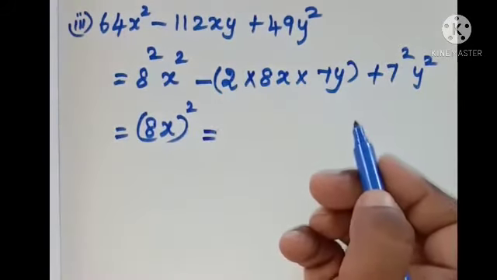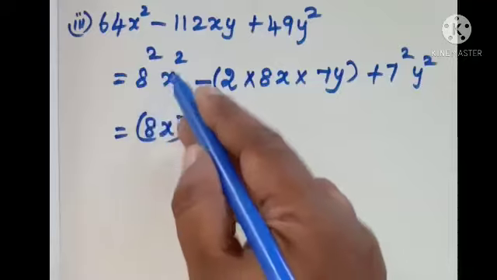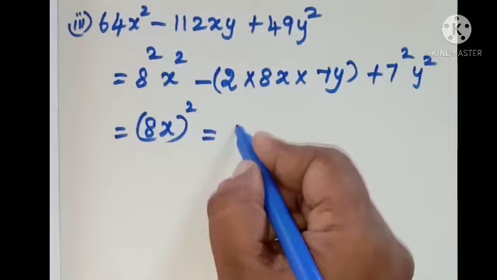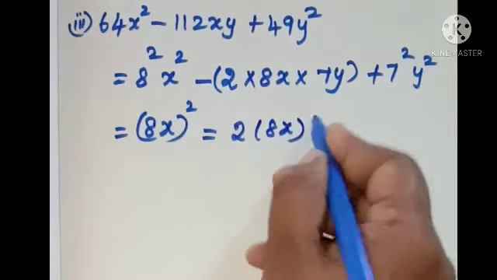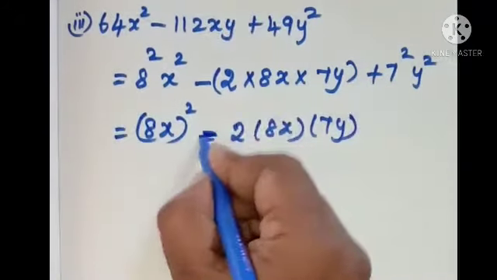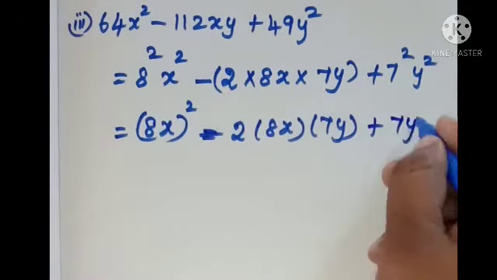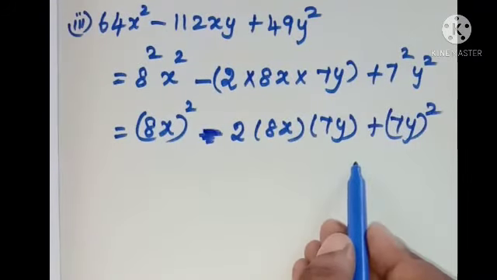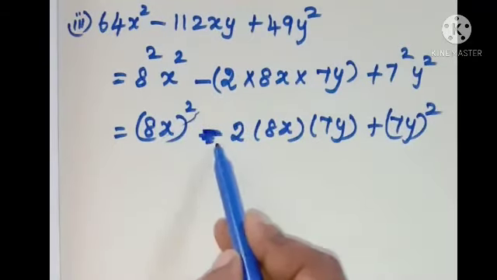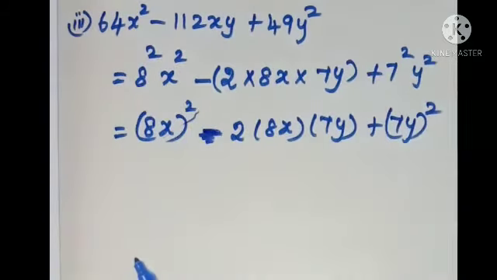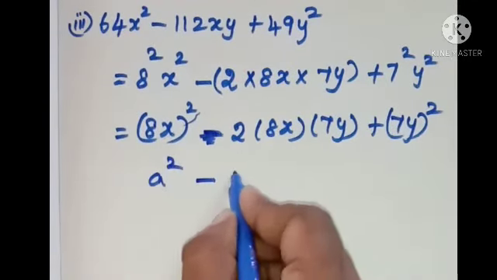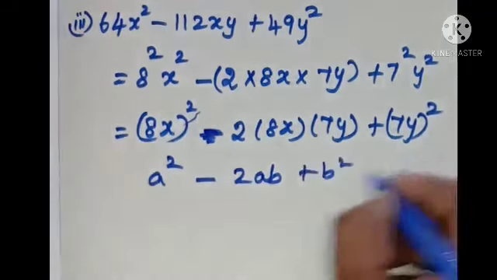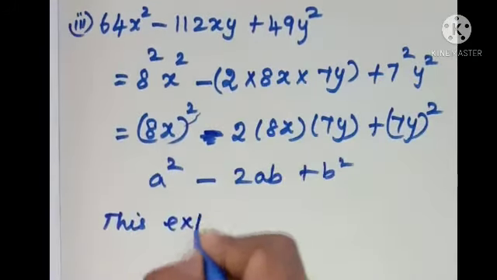Okay, and here again it is the rule of exponent. Now 2 into 8x into 7y plus 7y the whole square. So listen carefully. It is of the form a square minus 2ab plus b square, isn't it? a square minus 2ab plus b square. That is this expression.